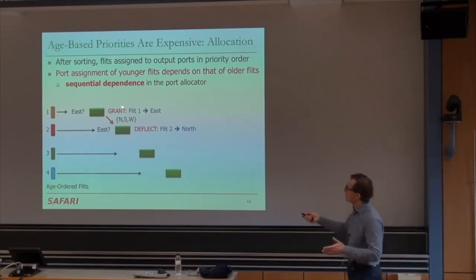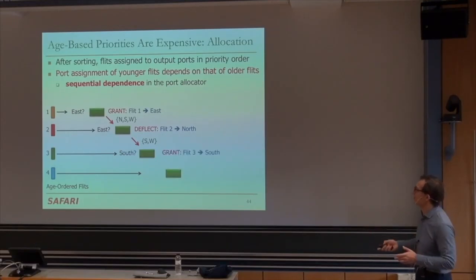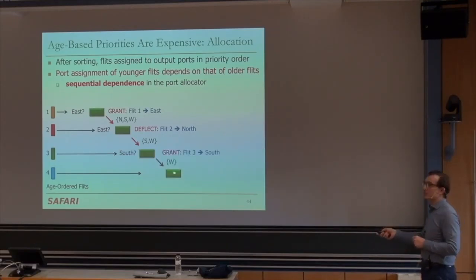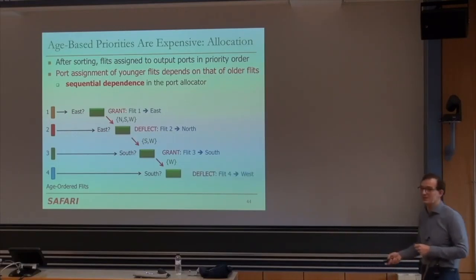And then north is picked somehow. And then south and west become the only ones that are available to this one. This one is requesting south, that's good, it's granted. And west is the only port that becomes available for this one. And if it's requesting south, too bad, it's deflected.